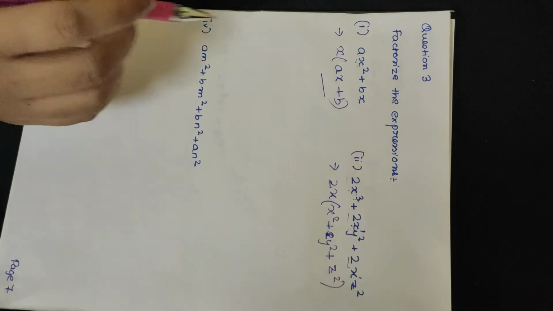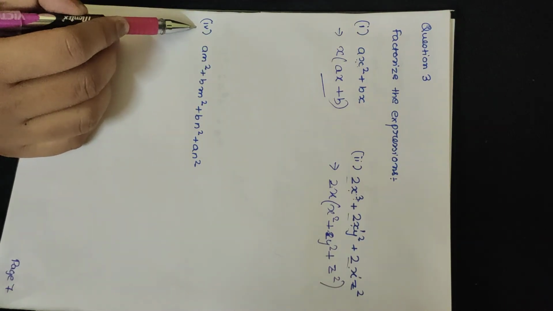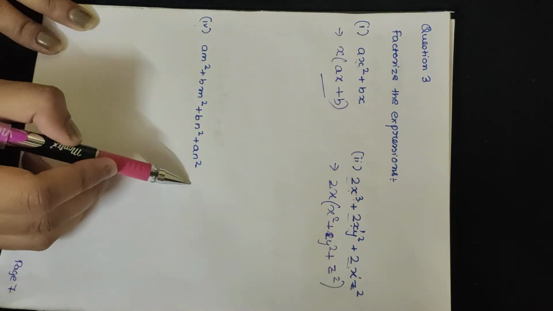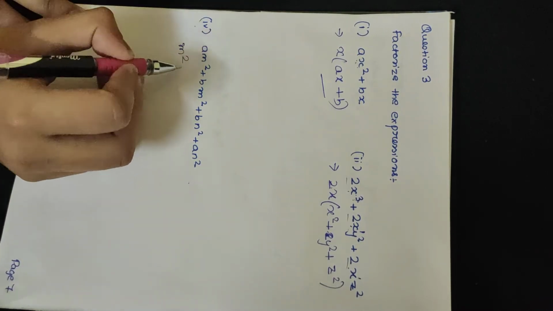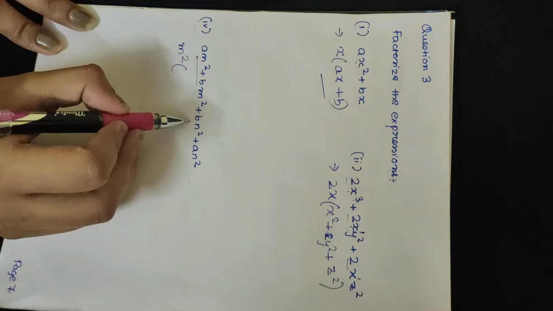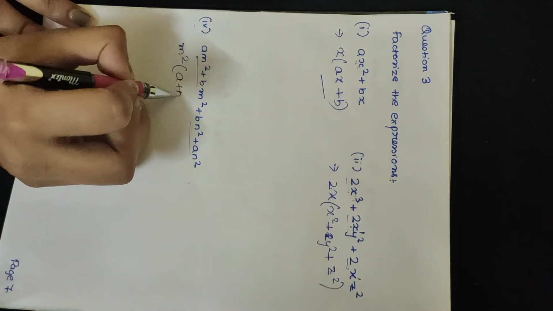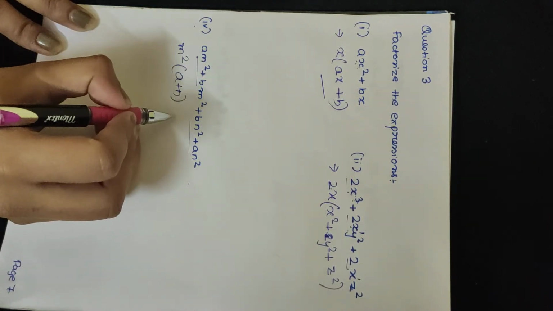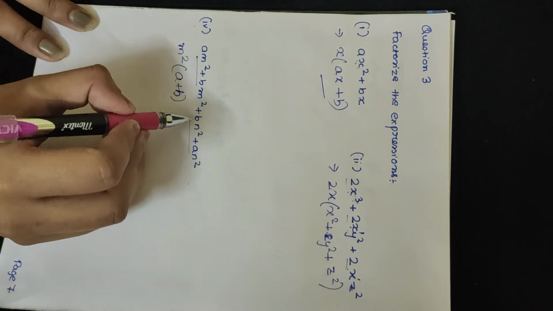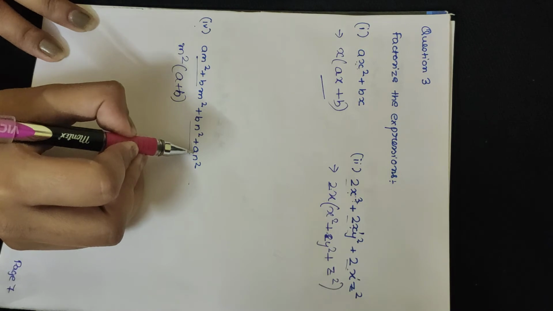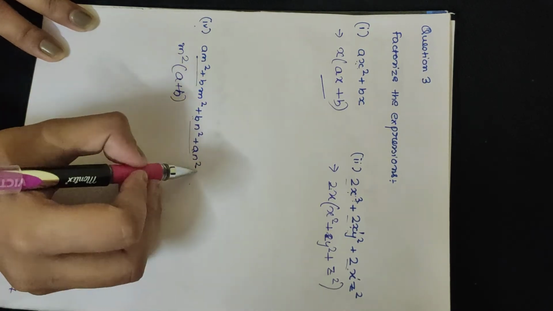Next, let's come to question number 3, part 4. In part 4, you see this is the number. So what is common over here? The common term is m square. We'll take the first two and last two, and a plus b. Next, see, b is here and a is here. So if we want this to be common, first we need to arrange it.